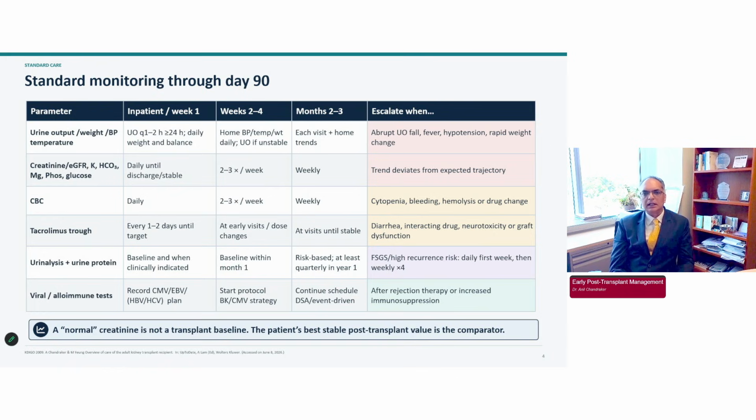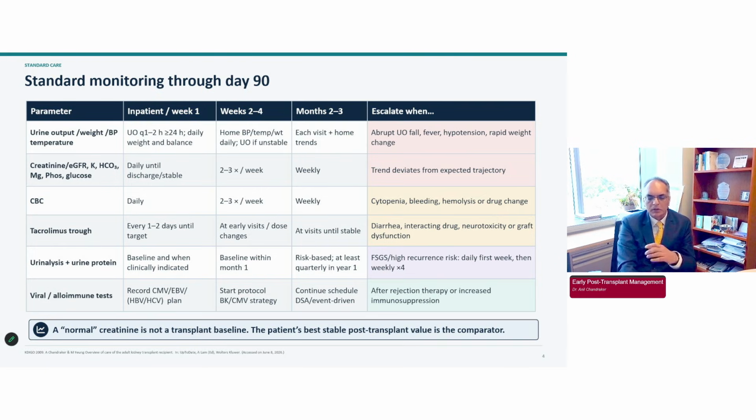Tacrolimus trough levels are again important, not just for making sure that the patient is adequately immunosuppressed, but also in terms of potential for graft dysfunction and neurotoxicity. Urinalysis and urine protein are important for looking for recurrent disease, particularly FSGS in the early post-transplant period. And then viral monitoring and tests of alloimmune responses are again important to think about as potential concerns, looking at different assays at different time points early on.